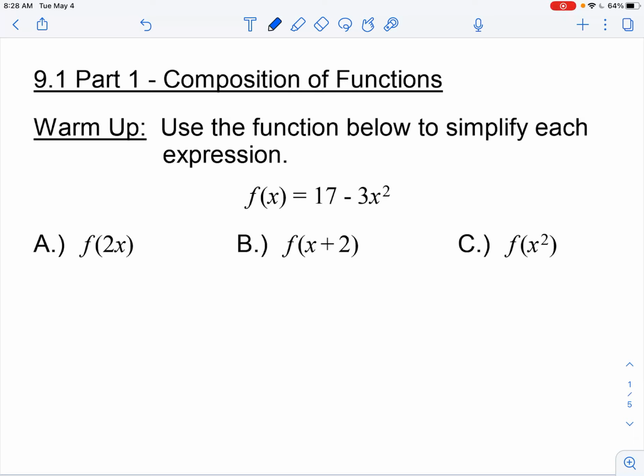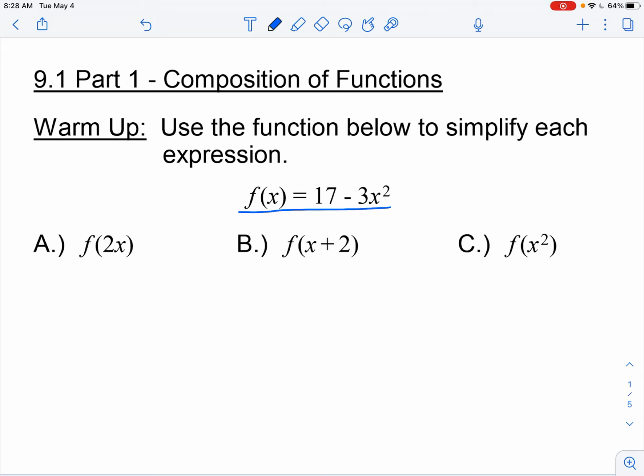Today we're going to take a look at the first part of section 9.1, which is on composition of functions. So we're going to start with something that we're familiar with but haven't done in a while, and that's evaluating a function using different values or expressions. Use the function below to simplify each expression. So we're going to take a look at f of x equals 17 minus 3x squared, and we're going to evaluate these three expressions using that.